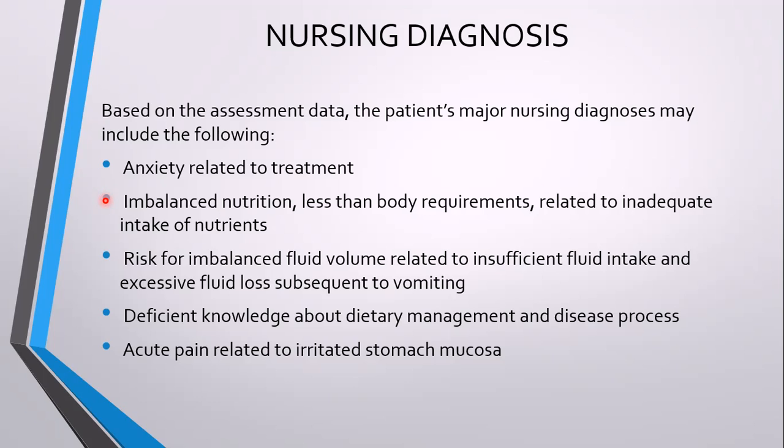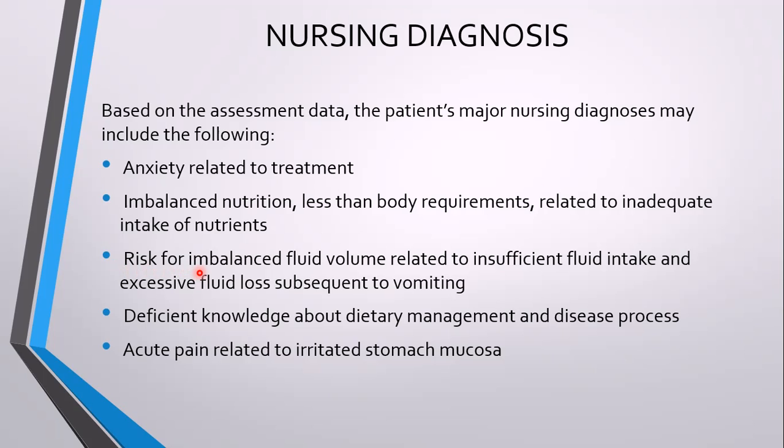Then imbalanced nutrition: something is happening in the stomach, and the person feels like not eating anything. So ultimately, what is needed for the body, the person is not taking. Imbalanced nutrition, less than body requirements, related to inadequate intake of nutrients. Then risk for imbalanced fluid volume related to insufficient fluid intake and excessive fluid loss subsequent to vomiting. Here we wrote risk for imbalanced fluid volume, but you can write imbalanced fluid volume.